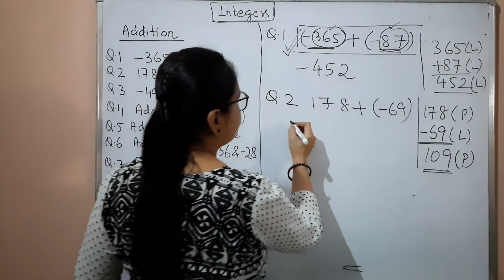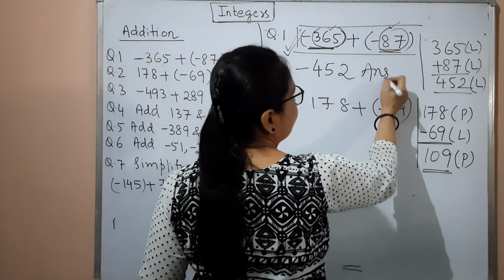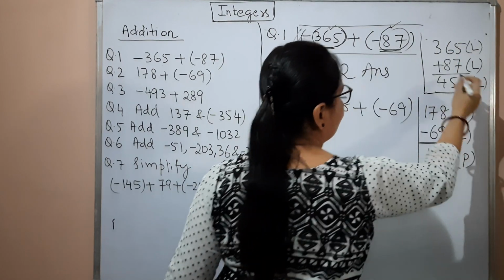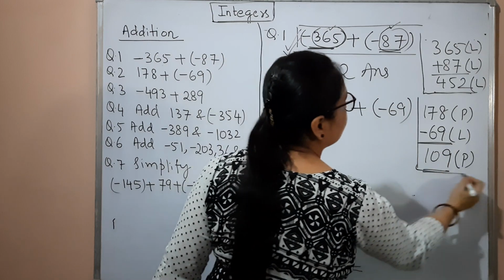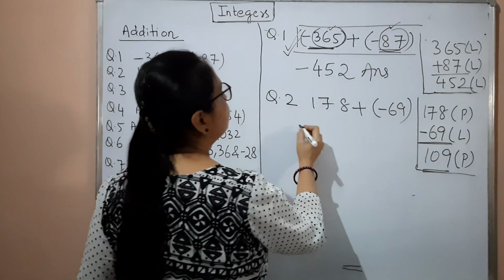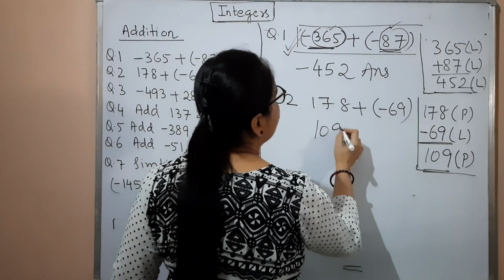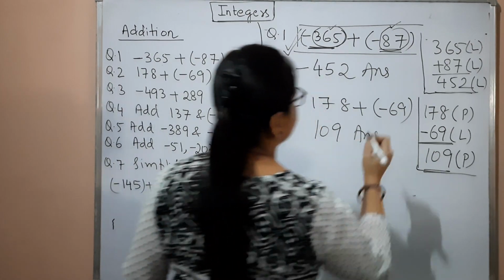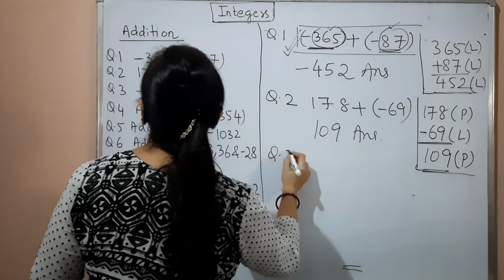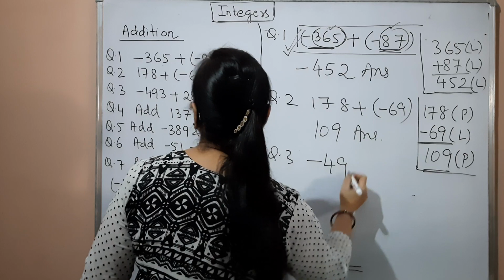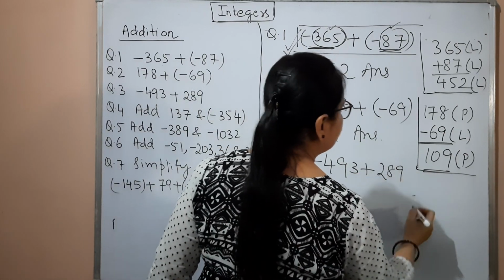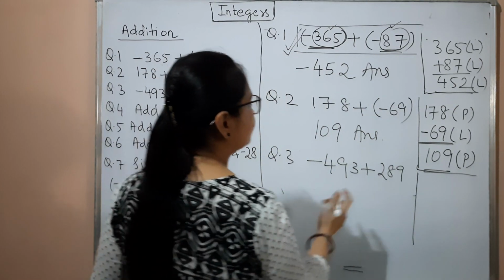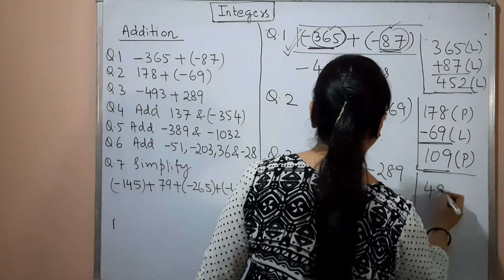So the answer is, here we have to just show the working what you have done, added or subtracted the two numbers. यहाँ पे भी आपने दिखा दिया, you have subtracted the two numbers and you got 109. This is your answer. Now come to question number 3, minus 493 and plus 289. Now the explanation, what you have to do, that we have to decide.